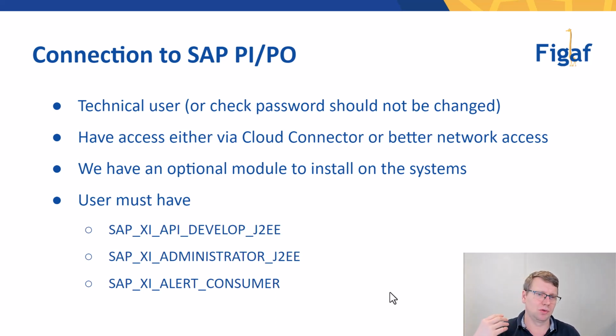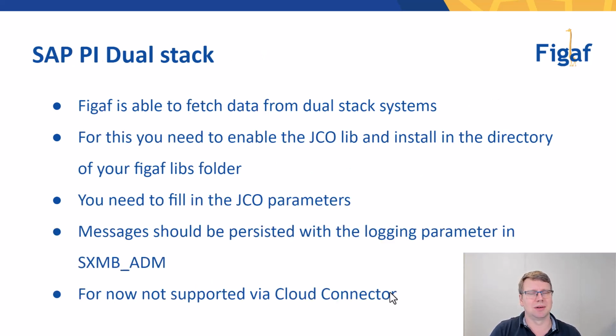We have an option to also install some modules on the PI system if you're doing testing. For now, it is only for specific use cases that you would actually need to do that. And then the user must have these three roles. Alert consumer, you can skip that one if you do not use the alerting capability of the tool. But the API, either developer or read-only, is important. And obviously, depending on what you want, you can also just give it read-only access.